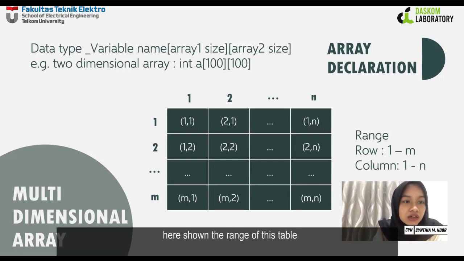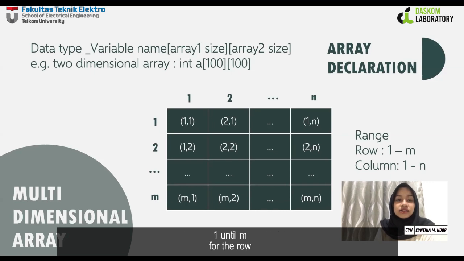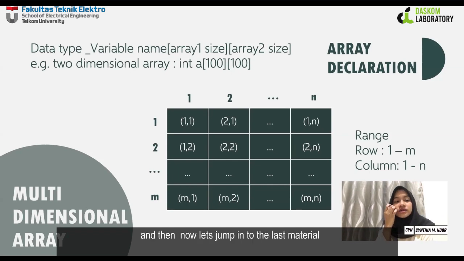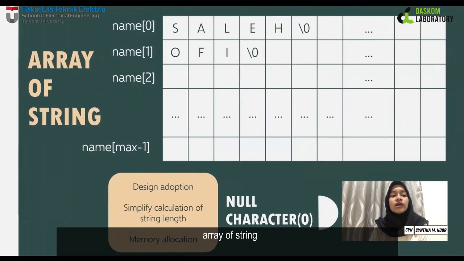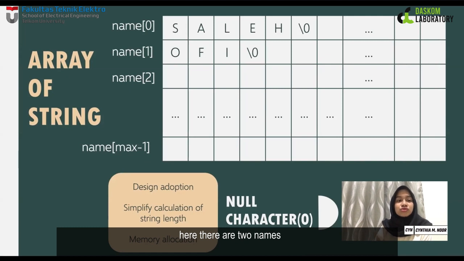Here is shown the range of this table, 1 until m for the row, 1 until n for the column. And now let's jump into the last material, array of strings. Here there are two names, Saleh and Ofi, but there is something different from before, because there are \0. So what is it?